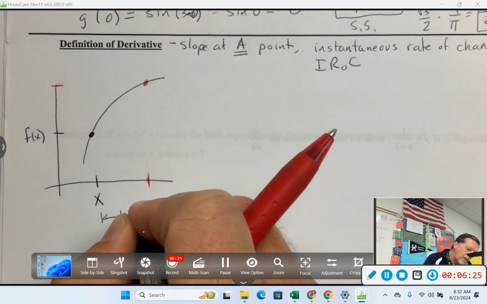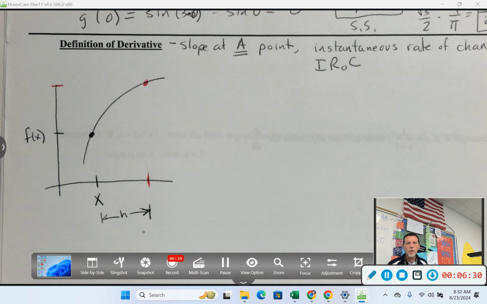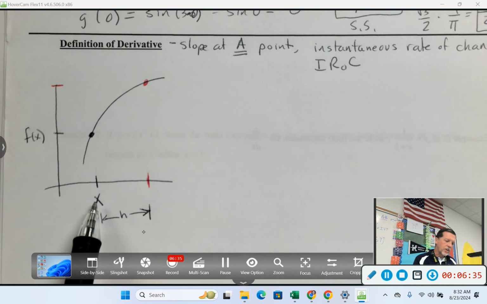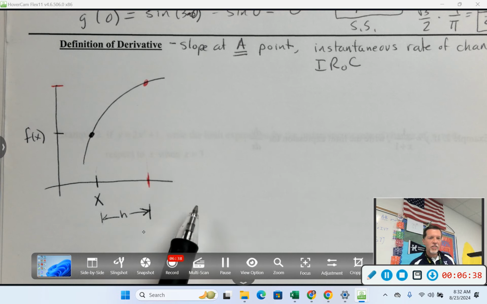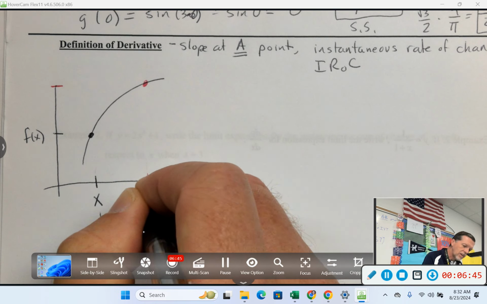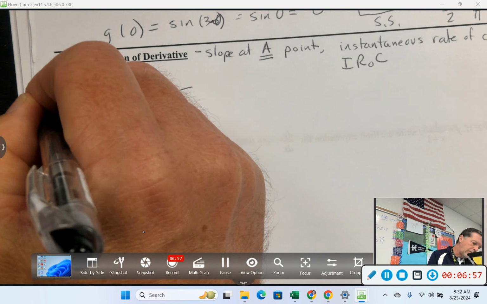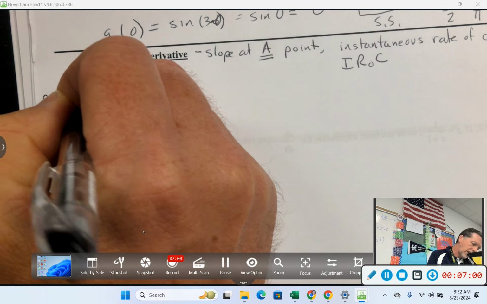Let's go h away from the point we're looking at. If I start at x and I go h farther, then what's the x coordinate of this point? x plus h. I started at x, I went h further, so now I'm at x plus h. And if I plug that into f, I would evaluate f at x plus h.